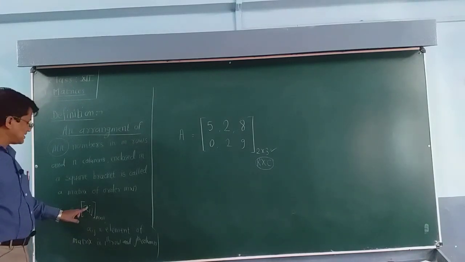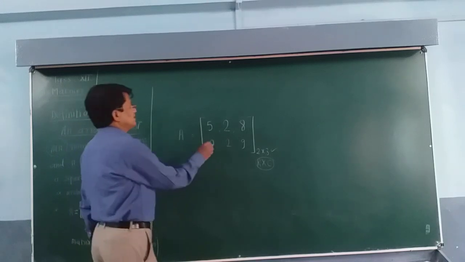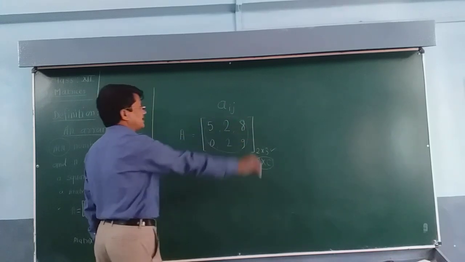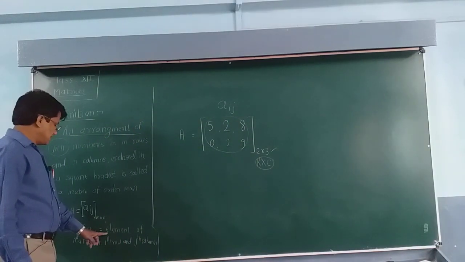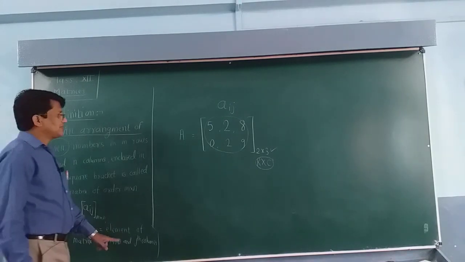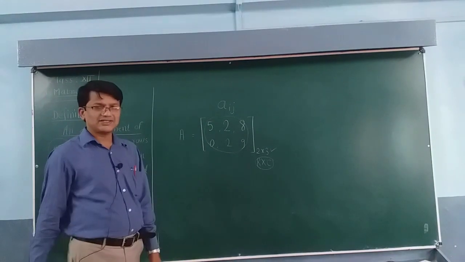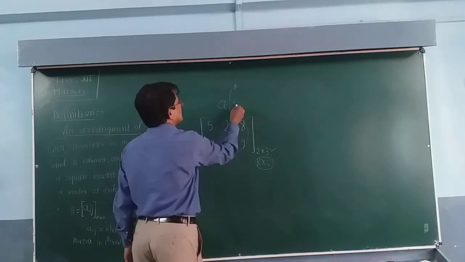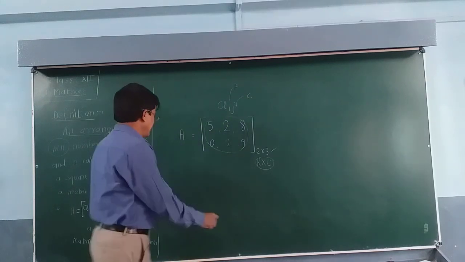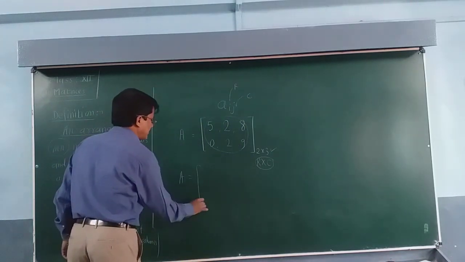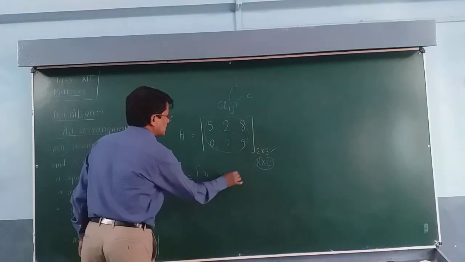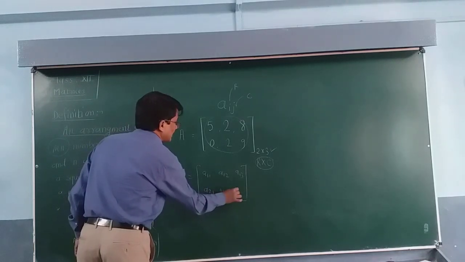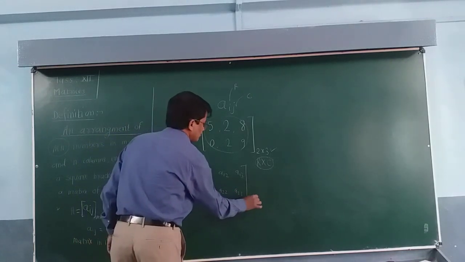And what is Aij? Aij means all the numbers are represented like this: Aij. Aij is the element of a matrix in the ith row and jth column. This i is for row and this j is for column. We can represent this like this: A11, A12, A13, and A21, A22, A23. Order is 2 by 3.